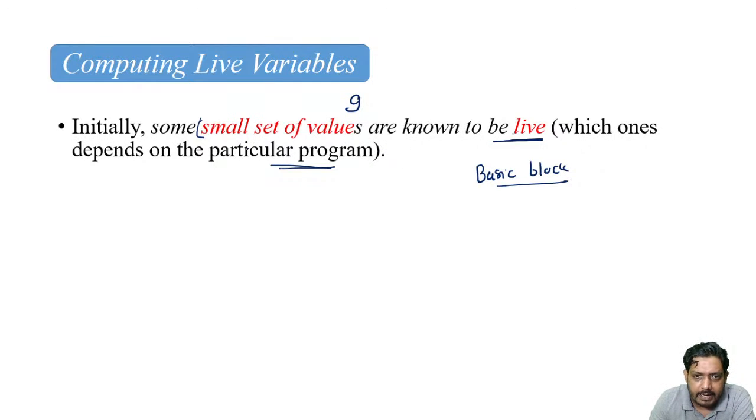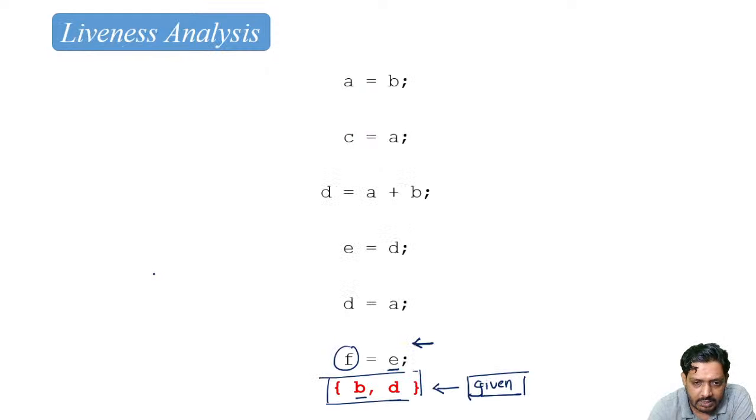So where did b and d come from? Don't worry about where b and d came from. That is something given, and for this we need a complete program. So we are assuming that b and d are live at that particular point of time. Please understand, we are assuming it. So this is a given value. In this given program, b and d are live here.